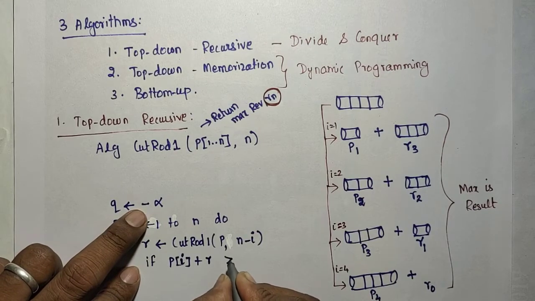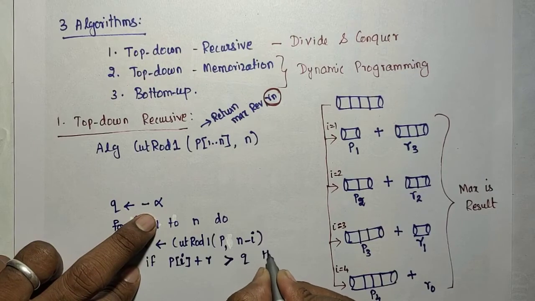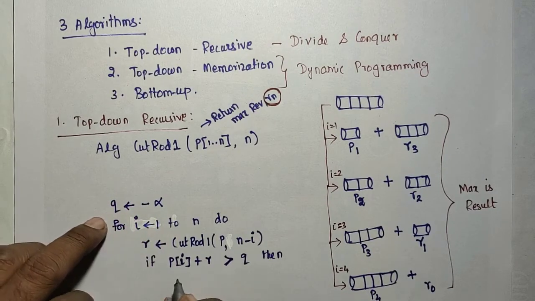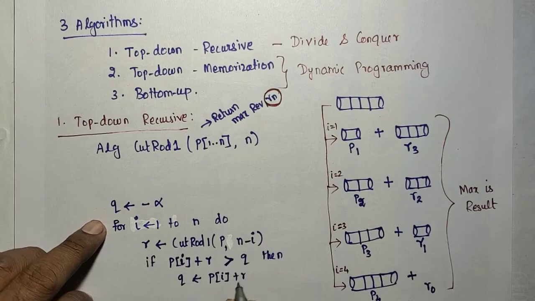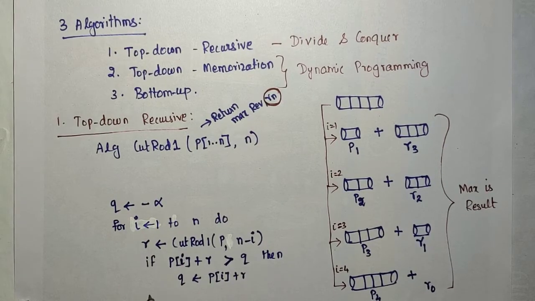Greater than what? The existing maximum. Then I need to update which one? Q equal to what? P of i plus R. So at the end, Q will be updated with the maximum revenue.